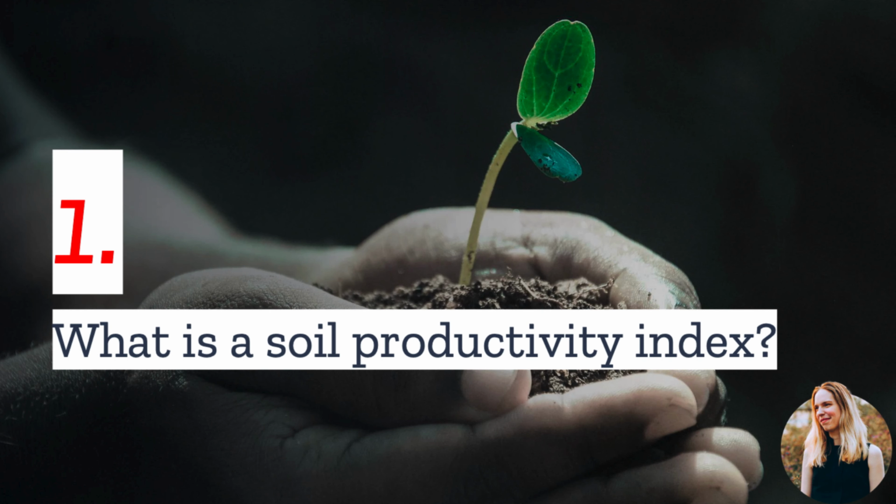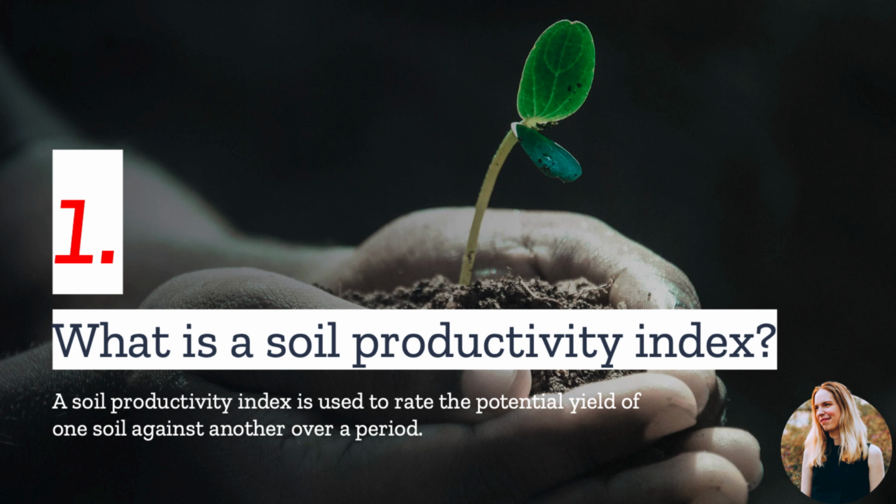Number 1. What is a soil productivity index? A soil productivity index is used to rate the potential yield of one soil against another over a period of time. The rating is on a scale of 1 to 100 or 0 to 1 and encompasses soil fertility plus the inherent and management-related factors affecting plant growth and development.